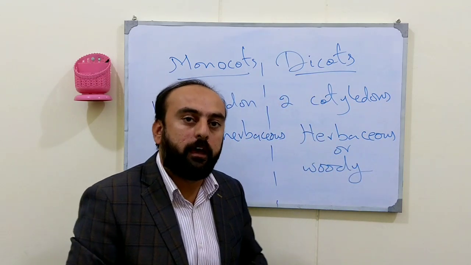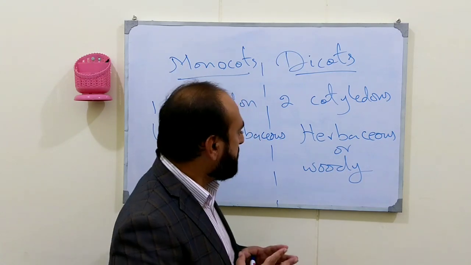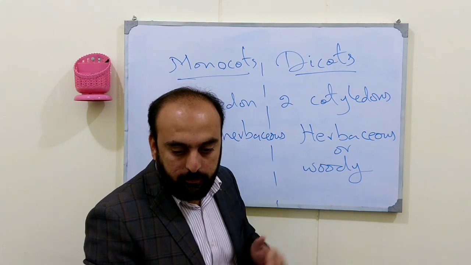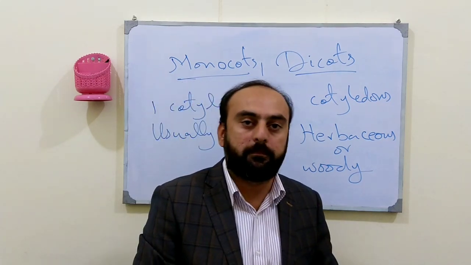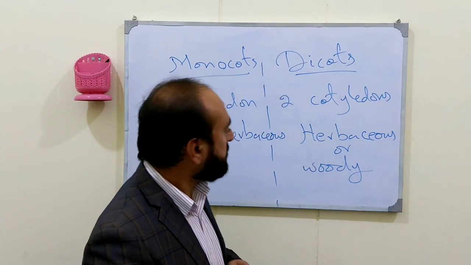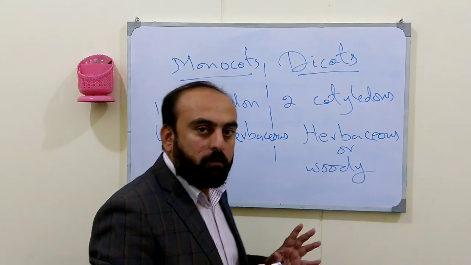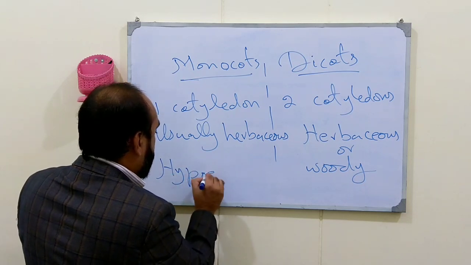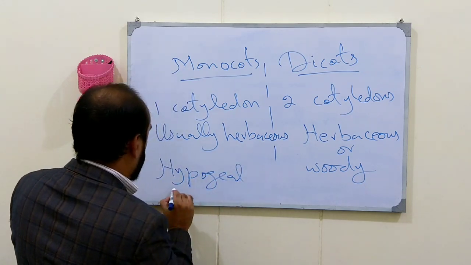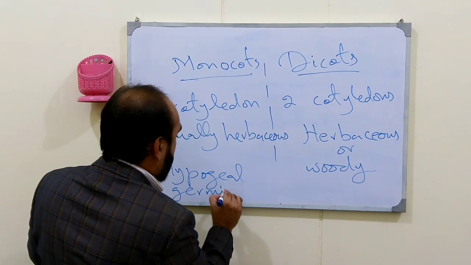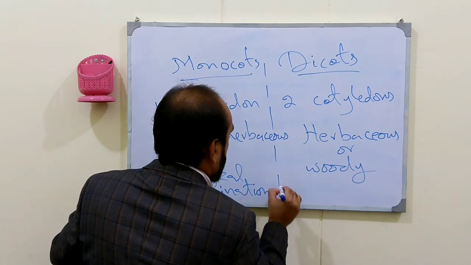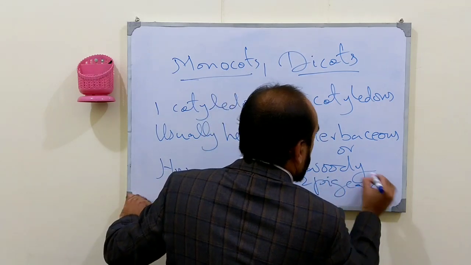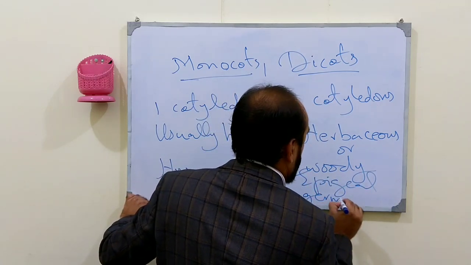Herbaceous plants have a flexible stem, whereas woody plants have a hard fibrous stem, usually with a bark. Monocots have hypogeal mode of germination, whereas dicots have epigeal mode of germination.